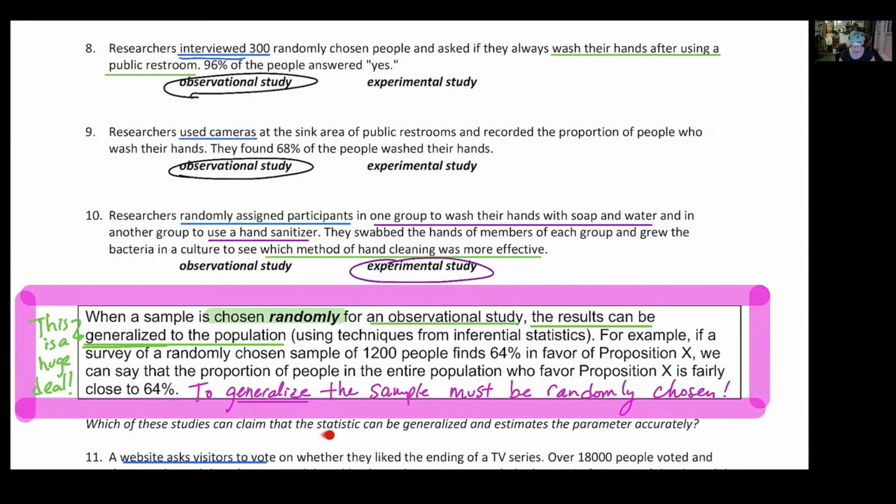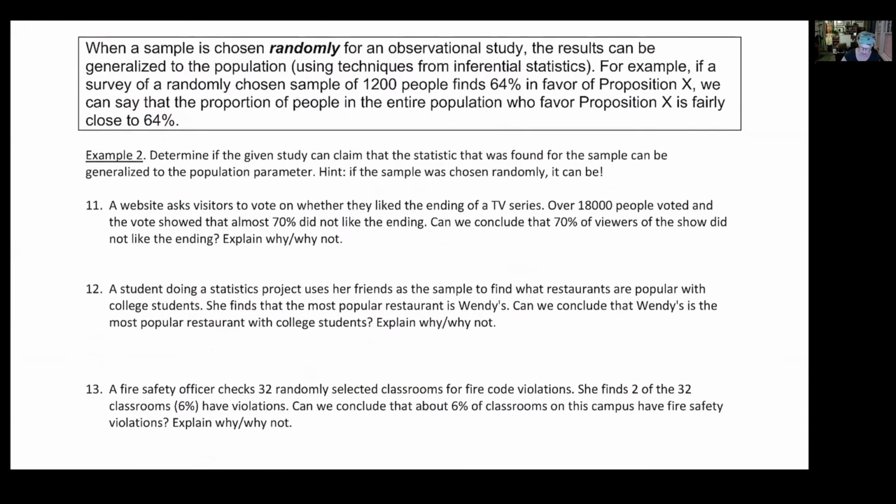Okay, which of these studies can claim the statistics can be generalized? We just read that they can be generalized to the population if the sample is chosen randomly. So the way to translate that sentence is really what this is asking: was the sample randomly chosen? A sample can be randomly chosen both for an observational study and an experiment, though it may be more difficult with the experiment. But both studies can be random and therefore generalized to the population.